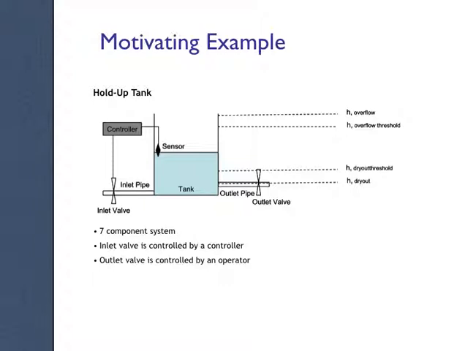So there are 7 different components involved here. There's of course a tank in the middle. The tank has a height level, which is indicated with the dotted lines on the right side. There's an inlet pipe as well as an inlet valve. There's an outlet pipe and an outlet valve.